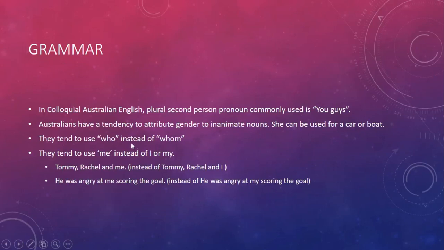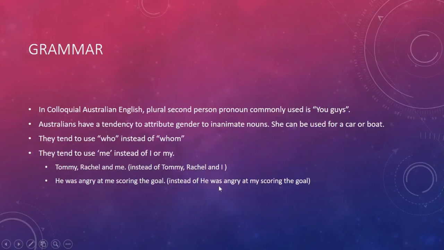Wherever whom is used, they tend to use who. Again, they tend to use me instead of I or my. For example, if I am saying Tommy, Rachel and I, they use me instead: Tommy, Rachel and me. British English uses Tommy, Rachel and I, whereas Australian English prefers Tommy, Rachel and me.